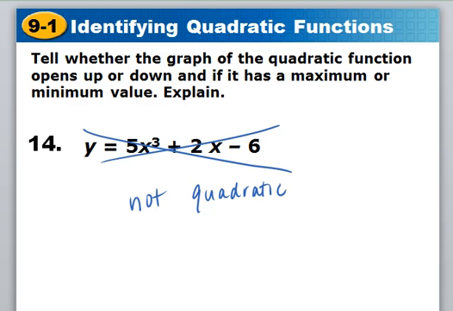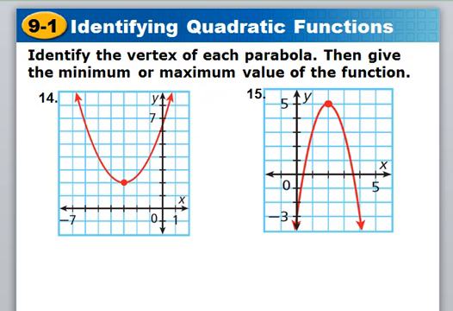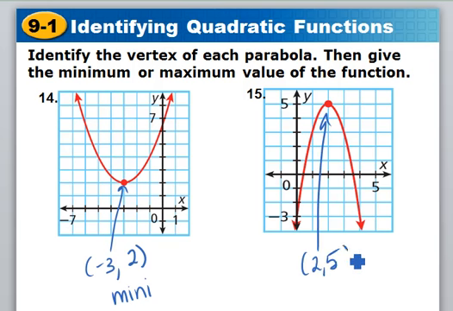Okay, what we're going to be doing next is we're going to identify the vertex and then say whether it's a max or min. So the vertex is always the lowest point here. So if you look at this point right here, we have (-3, 2). That would happen to be a minimum. Here we have (2, 5). That's the vertex. (2, 5). And this one happens to be a maximum.